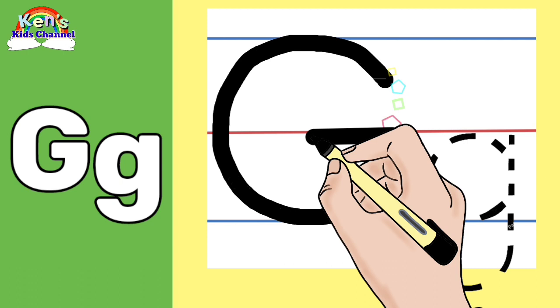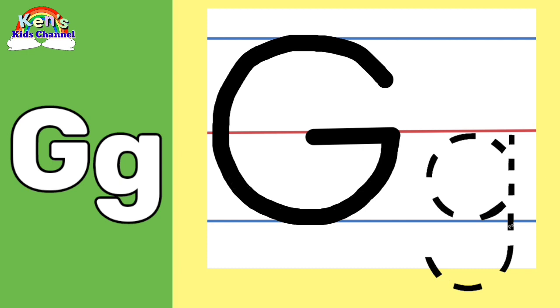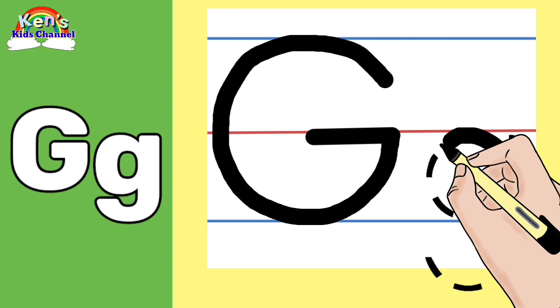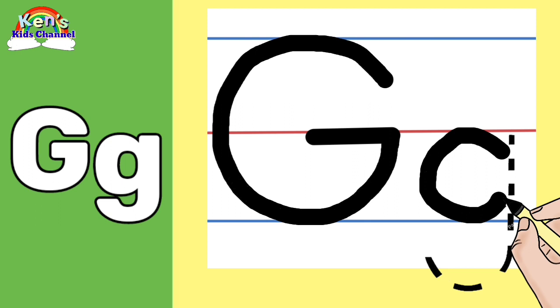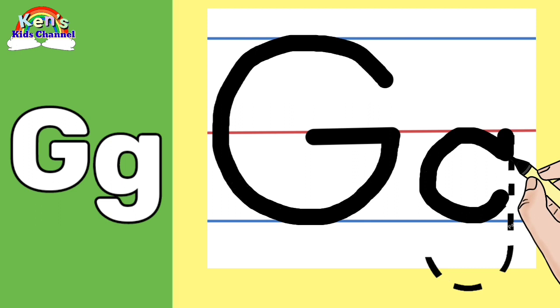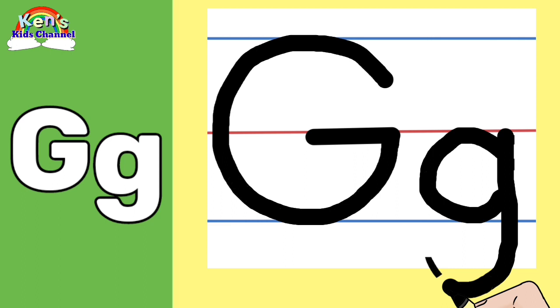Now let's write the baby letter G, or the small letter G. Let's make a small curve. Start below the middle red line, then make a curve up to the middle red line, and swing down to the bottom blue line. Now let's make a straight line with a little curve at the bottom. Start on the middle red line, straight down through the bottom blue line, then make a little curve.